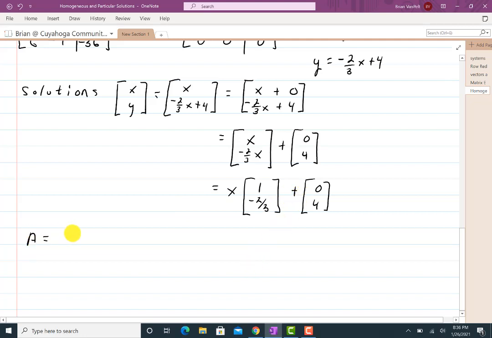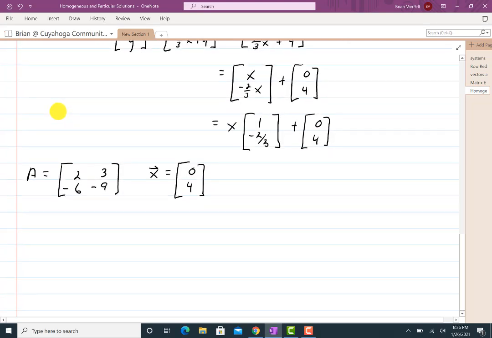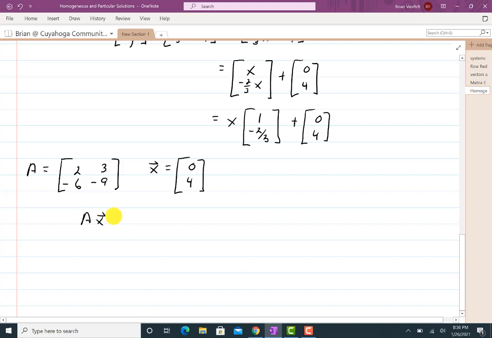Now I'm going to set A equal to 2, 3, negative 6, negative 9. And let me set an x vector equal to 0, 4. When I do Ax, I get 2, 3, negative 6, negative 9 times the vector 0, 4. And once again, I'll use my row vector rule. 2 times 0 is 0, plus 3 times 4. So I have 2 times 0 plus 3 times 4. And then negative 6 times 0 plus negative 9 times 4.